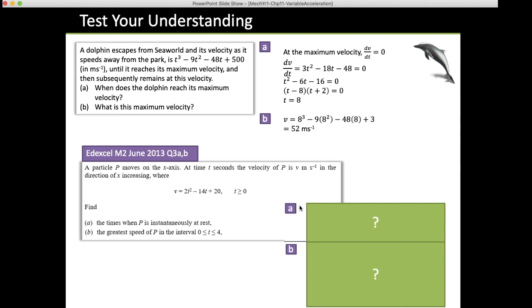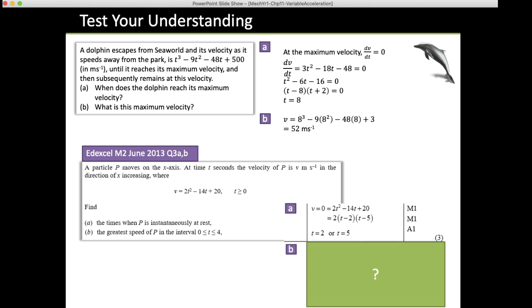For this one here, very similar. Find the times when P is instantaneously at rest. So we know that P is going to be at rest when the change in velocity over the change of time is equal to 0. So when the acceleration is equal to 0. So we're going to differentiate this one and set it equal to 0. Very similar to the one above. We actually get 2 times here. T is equal to 2 and T is equal to 5.